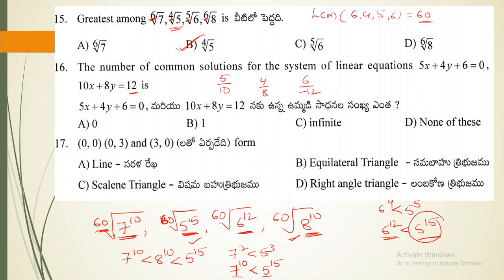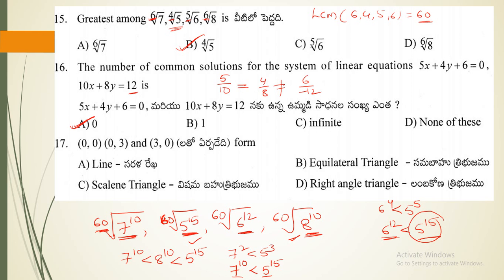So 5 by 10 is 1 by 2. So 5 by 10 is equal to 4 by 8 is not equal to c1 by c2. So a1 by a2 is equal to b1 by b2 not equal to c1 by c2. Then what is the condition? If a1 by a2 is equal to b1 by b2 not equal to c1 by c2, that means it has no solutions, right?